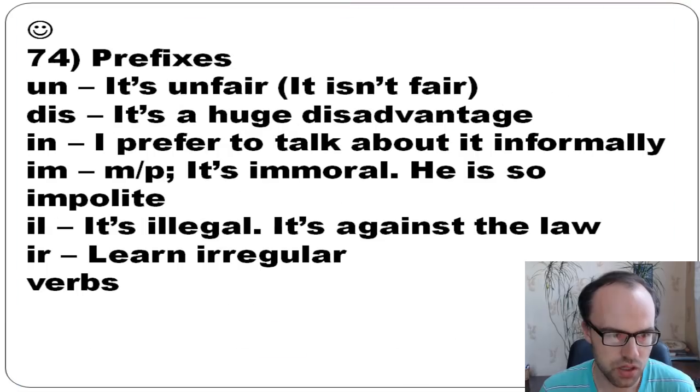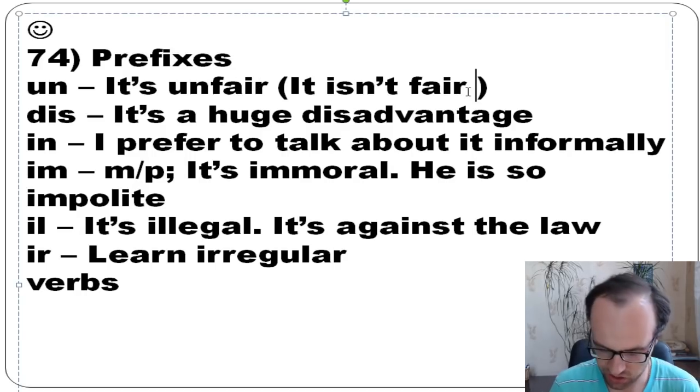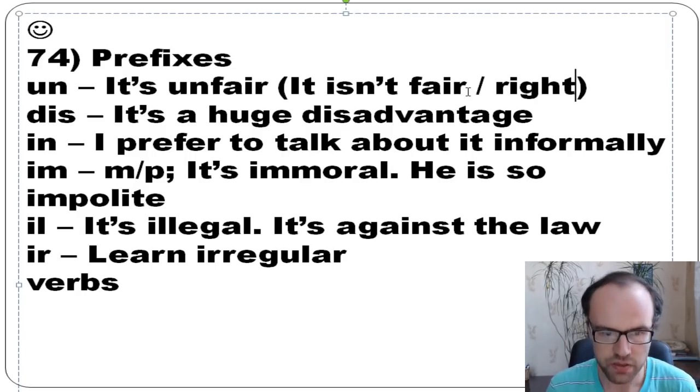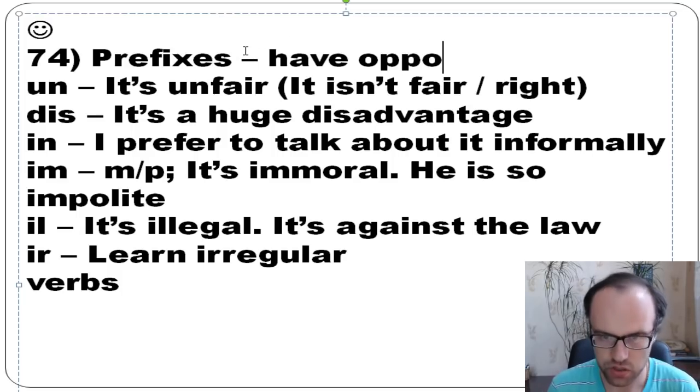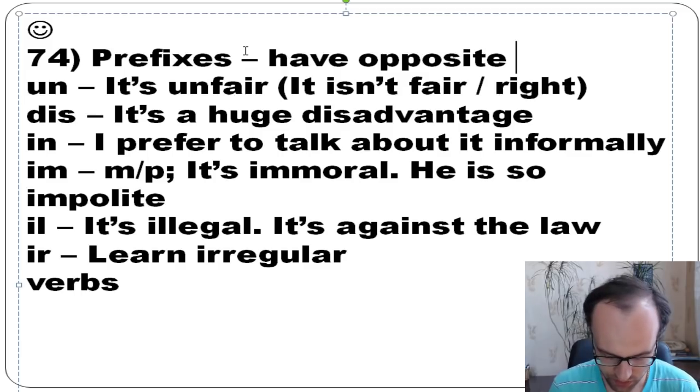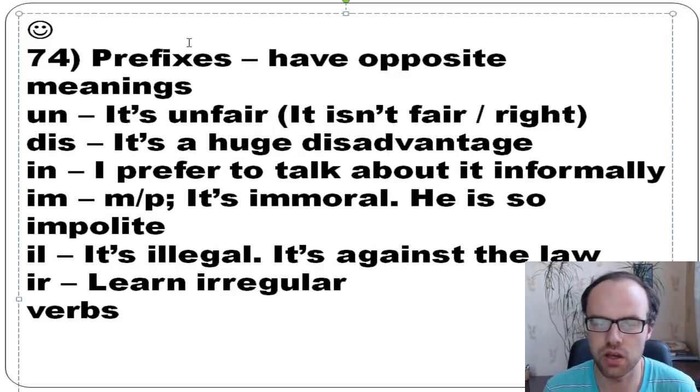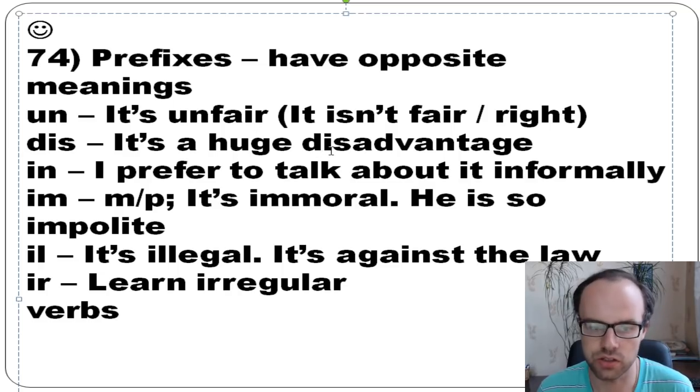Well done. So what about prefixes? So un. So it's unfair. It means it isn't fair, it isn't right. So these prefixes have opposite meanings. Unfair, it isn't fair, it isn't right. Dis, okay, it's a huge disadvantage, advantage, disadvantage. In, I prefer to talk about it informally.